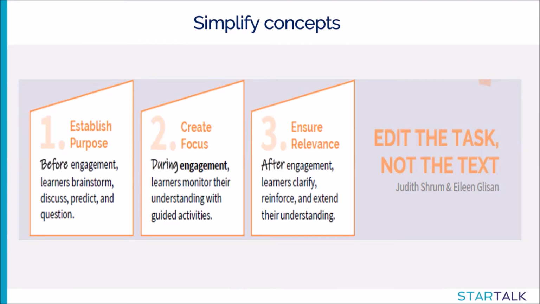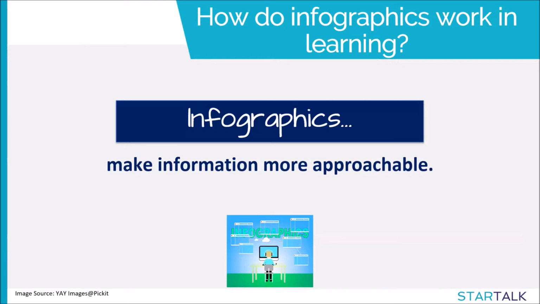I can connect the resource to age and proficiency level appropriate prior knowledge, to age and proficiency level appropriate performance tasks. So basically, when I see edit the task, not the text, from this point on, I'm going to think 1, establish purpose, 2, create focus, and 3, make sure that I establish relevance of this resource to the learners that I'm teaching. I feel so much better about this whole idea of using authentic resources now.